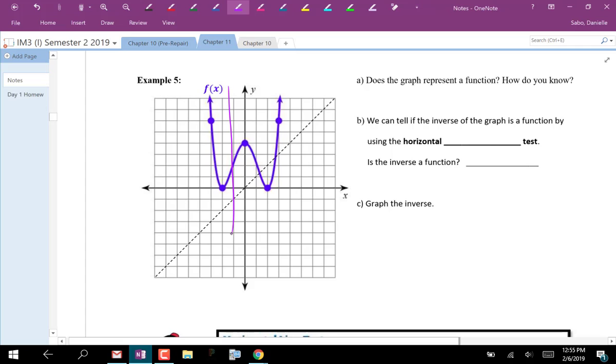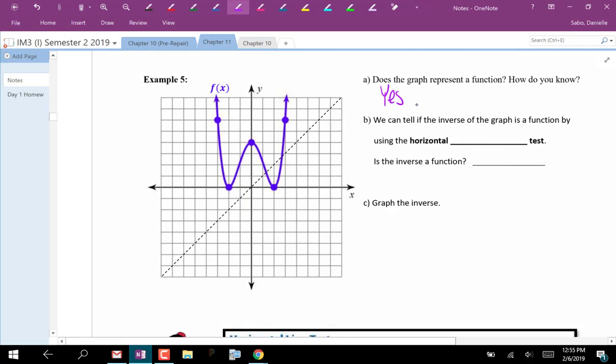Oh, I thought you were talking about that. It's okay. All right, so this would be a function, and that's because of the vertical line test.